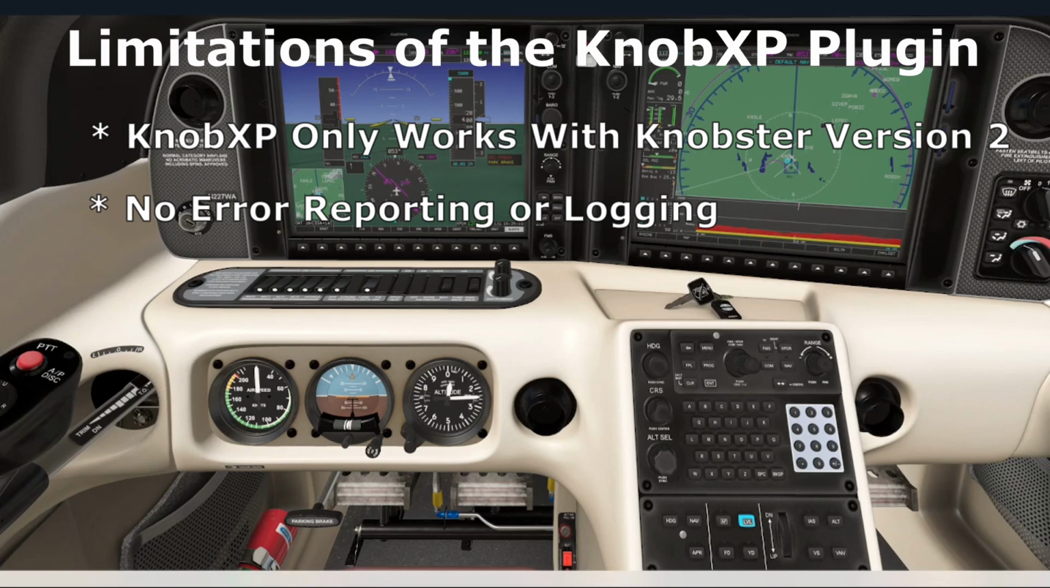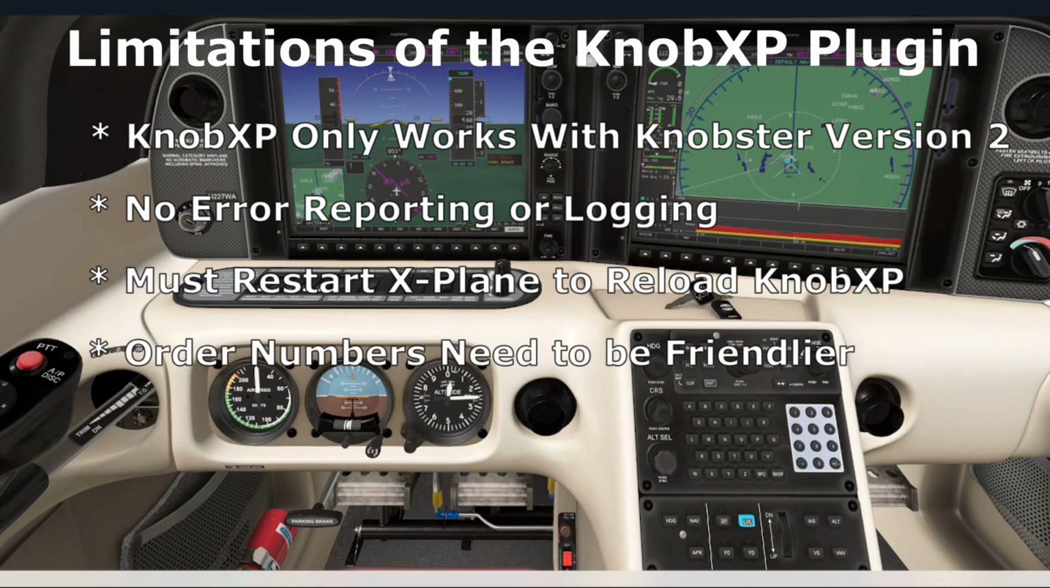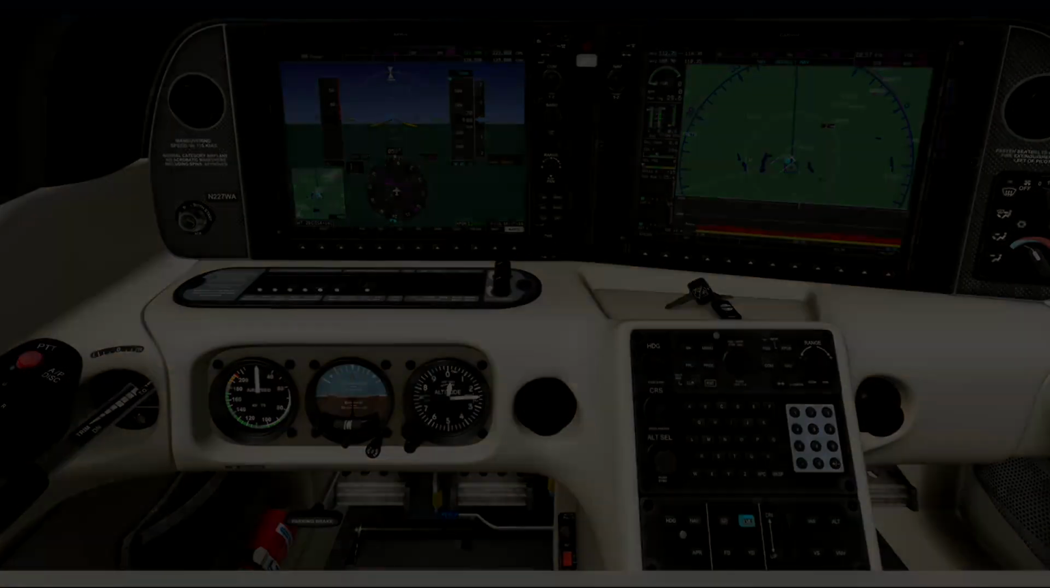The most irritating limitation of all is if you make a change to one of the mode files, you have to restart X-Plane in order for KnobXP to see the change you made. I have made numerous attempts to overcome this, but I see no way other than reloading X-Plane. And finally, these order numbers need to be friendlier. To start with, they're 6-digit, and if you have duplicates, it does some weird things. But if you do the little trick I showed you earlier about looking in the aircraft file and looking for all the numbers and making sure they're unique, you won't have any problem.